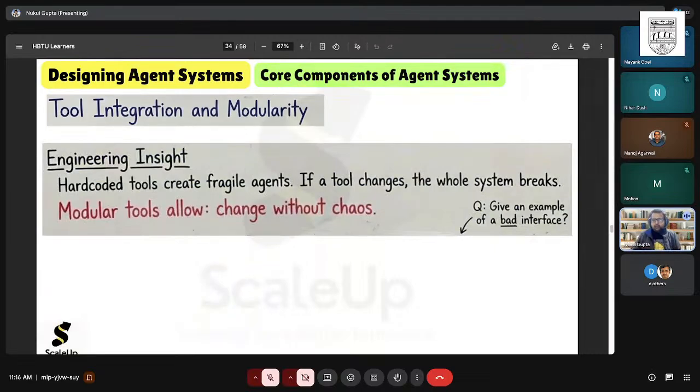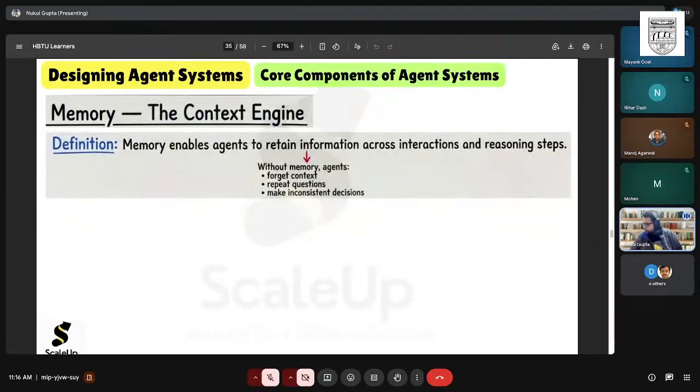So the insight we should take away from this: hard-coded tools create fragile agents, because if a tool changes, the whole system breaks, and that is very bad because we are using third-party tools. Third party is not in our control. Any API tomorrow might not work. So modular tools allow changing without chaos. So that's the idea.